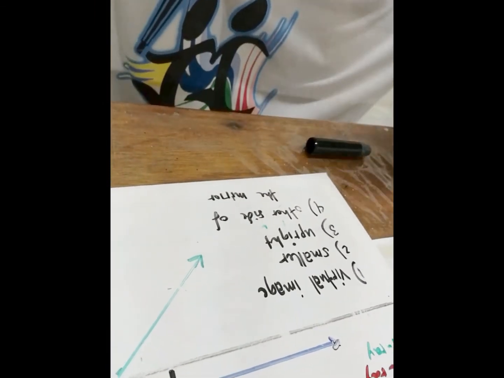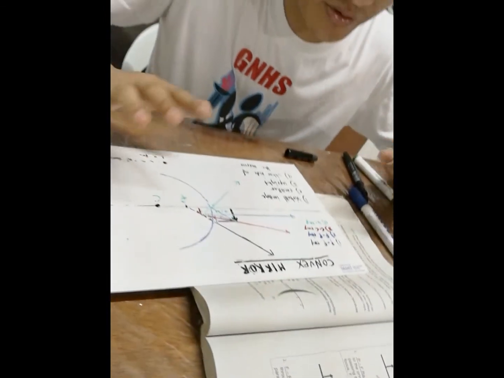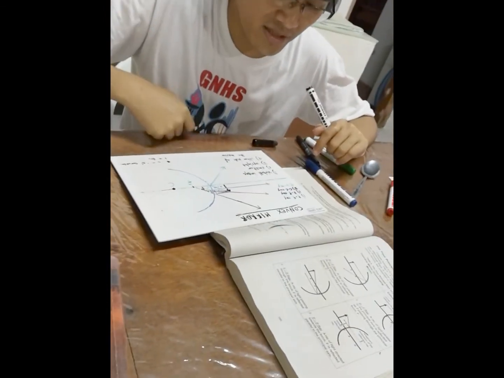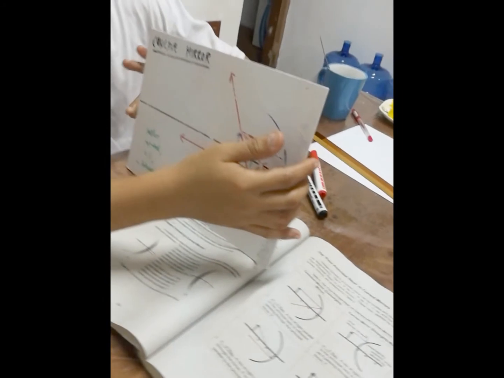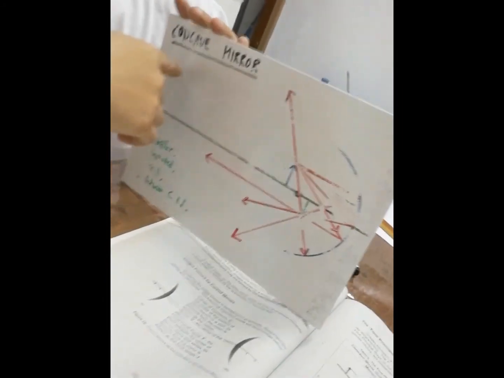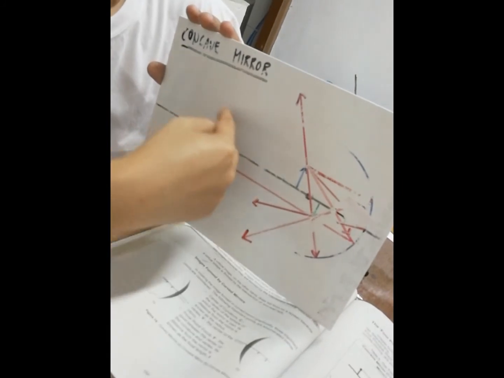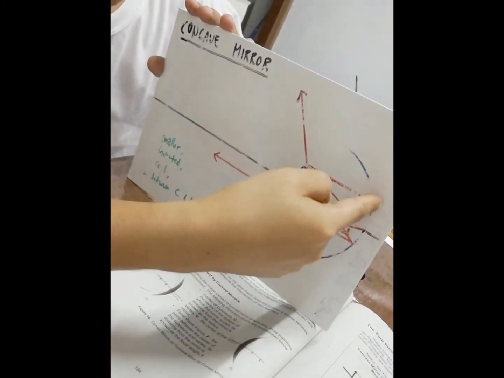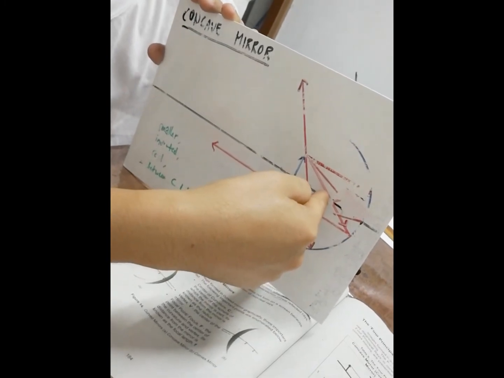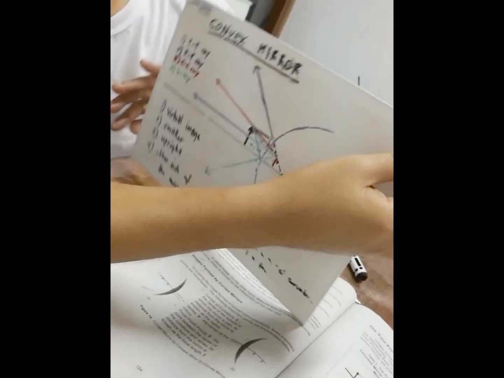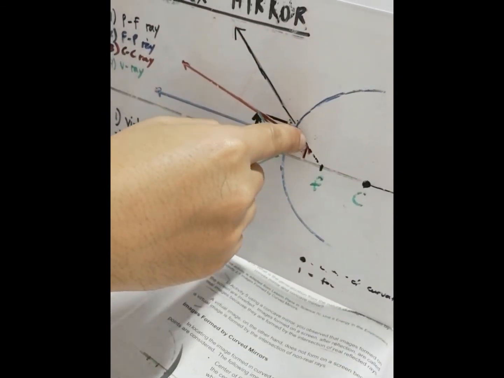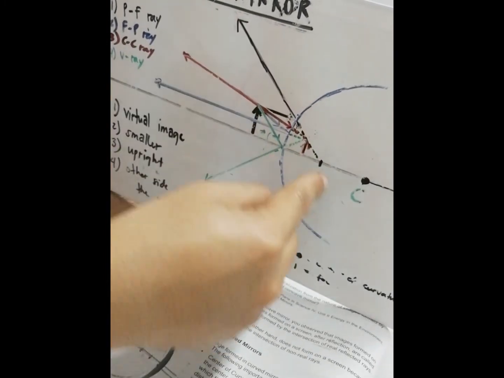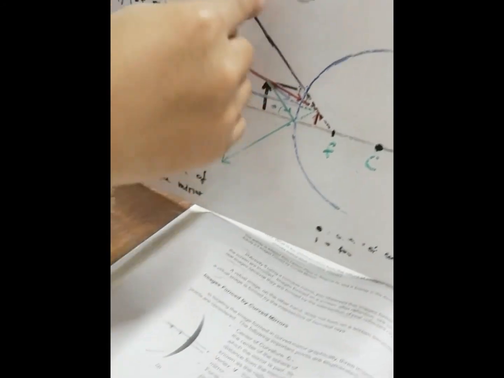Okay, and so that's how you make images in a concave mirror. You just follow the four rays. The only difference is here in concave mirrors, when you say PF ray, you actually have a parallel ray, and then the ray actually passes through the focus. Okay? For convex mirrors, you have a parallel ray, and then it does not pass through the focus, but it will align with the focus as it gets reflected. So that's it.